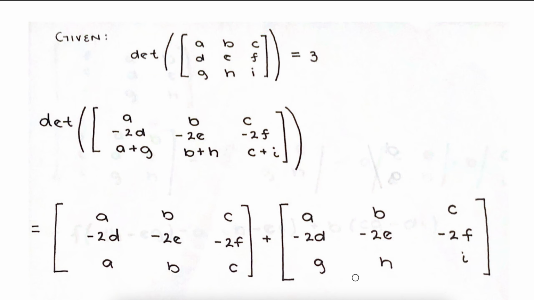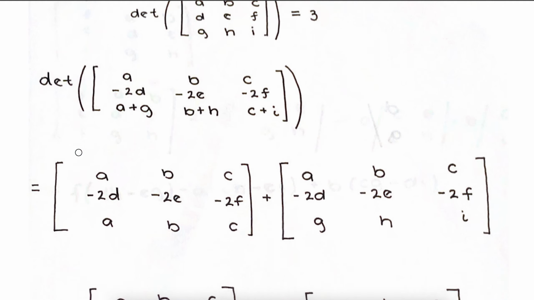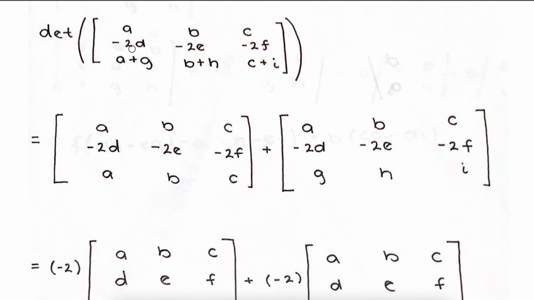And I'm going to be doing problem number 16. So here we're given the determinant, which is on top, a, b, c, d, e, f, g, h, i, is equal to 3. So we know that the determinant of this matrix is equal to 3, and we're asked to solve for the determinant of a, b, c, and then we have the negative 2d, negative 2e, and negative 2f, and then we have a plus g, b plus h, and c plus i.